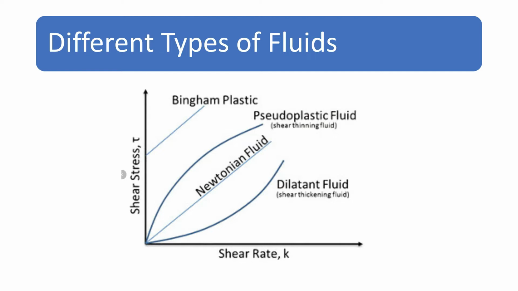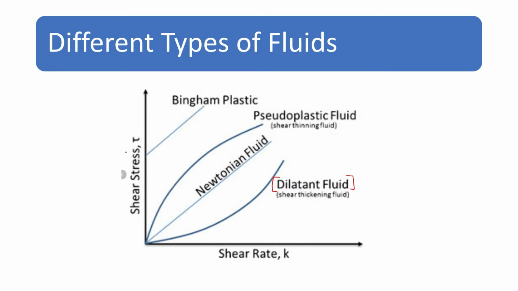Now let us see different types of fluids. We have already discussed Newton's law of viscosity. So the fluids which obey Newton's law of viscosity are called Newtonian fluids, and fluids which do not obey Newton's law of viscosity are called non-Newtonian fluids. So what are the various non-Newtonian fluids? You can see some of the fluids here. The first one is a dilatant fluid. This is called a shear thickening fluid.